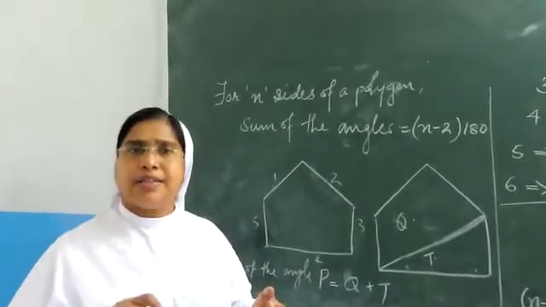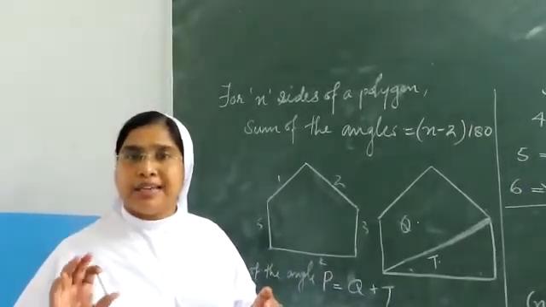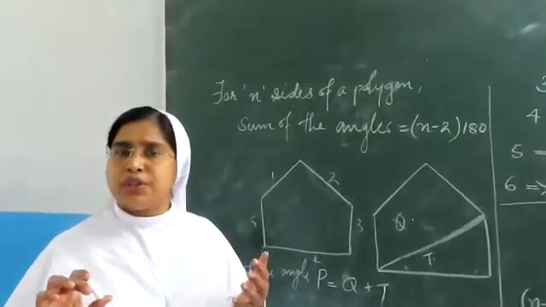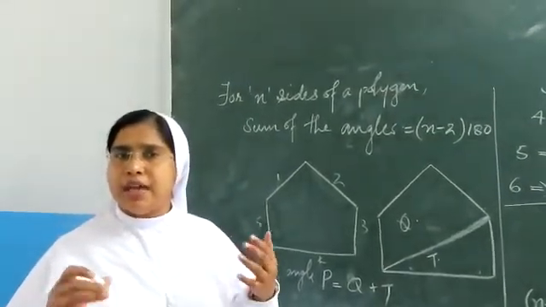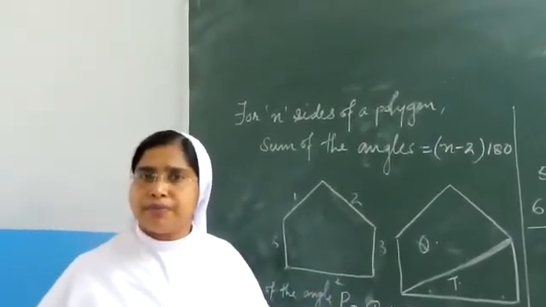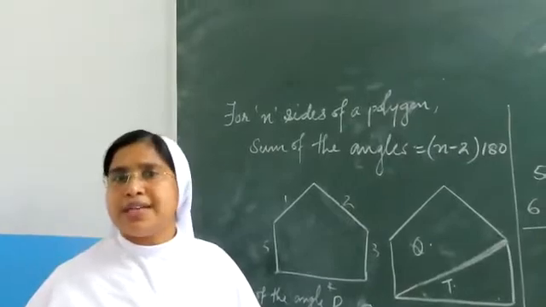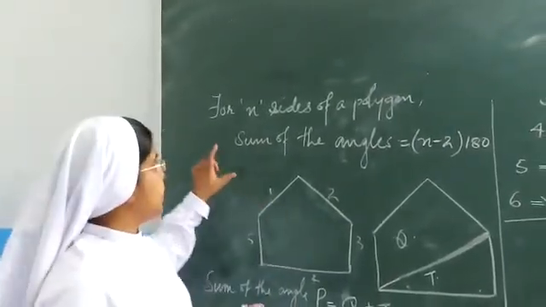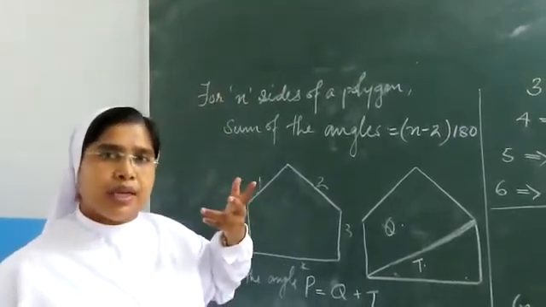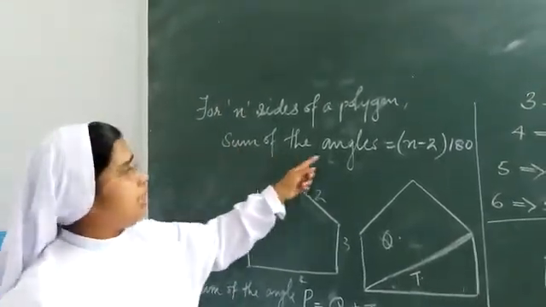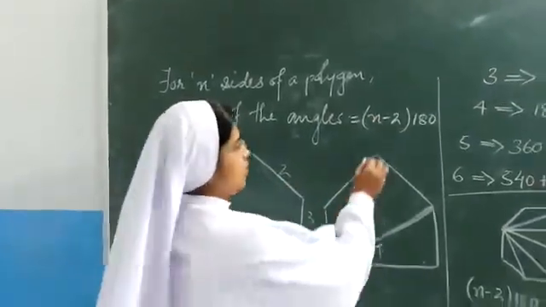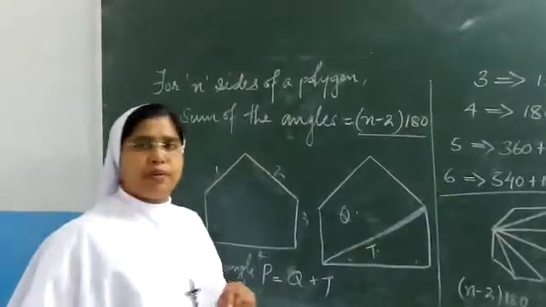Now in the geometry equation we learned x. We used the variable x when we did not know a number, like the age of someone, or the price of a notebook. When we did not know, we put x. So here we use n sides of a polygon. It can be any number. So sum of the angles is equal to n minus 2 into 180. This is a very important formula that you have to keep in mind.